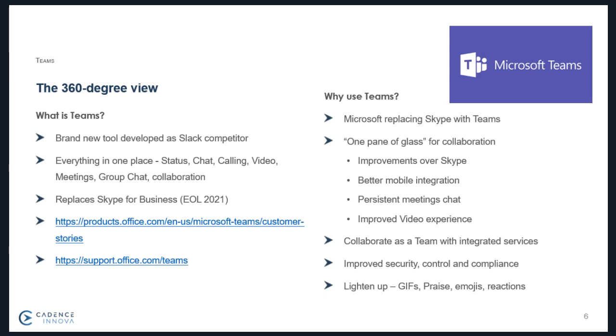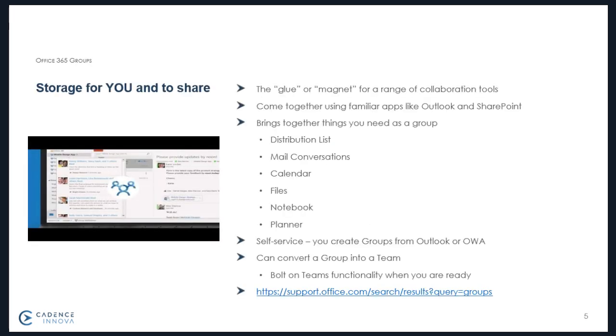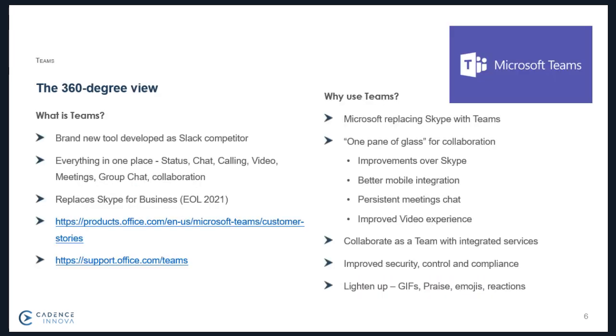So when I was talking about the Office 365 group a second ago, the things that you get with a team, you do get a hidden, if you like, distribution list, shared mailbox and calendar. They're not visible, but the files piece, the notebook and the planner all become part of your team. So when you create a team of people, you'll get those collaboration tools as well.